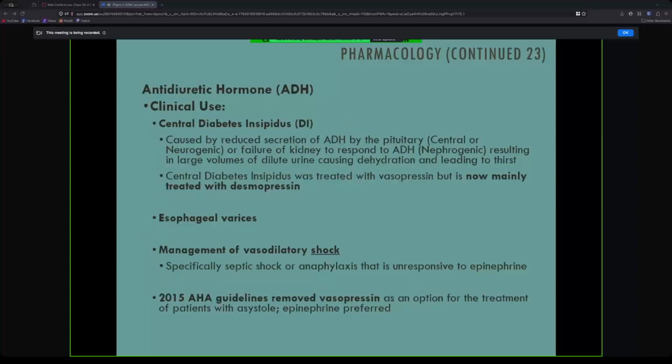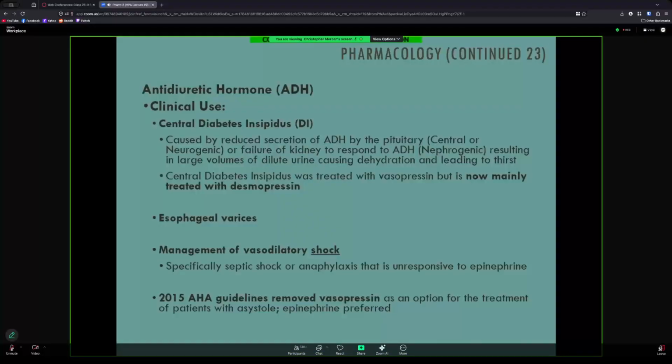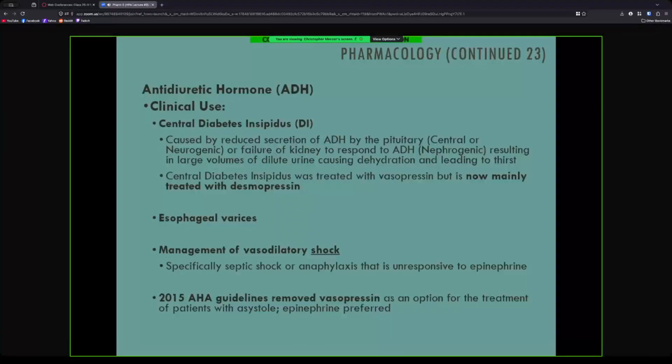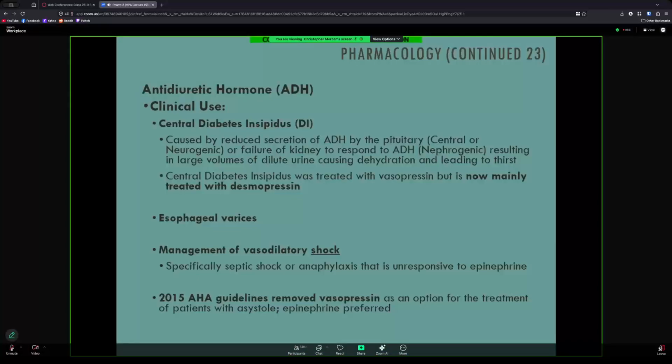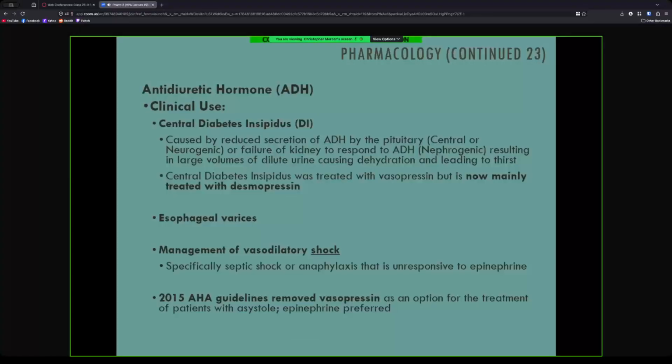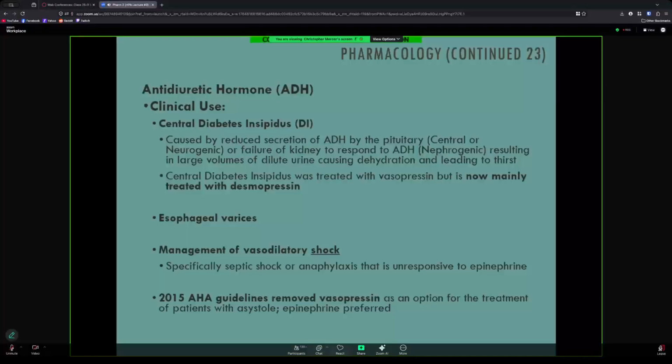So how do we use vasopressin? We talked about it briefly. The first way we're going to use it, out of three major utilizations for vasopressin, is central diabetes insipidus. Central diabetes insipidus is going to be caused by reduced pituitary ADH secretion. So that's going to be central or neurogenic, as opposed to renal unresponsiveness to antidiuretic hormone, which we call nephrogenic diabetes insipidus.